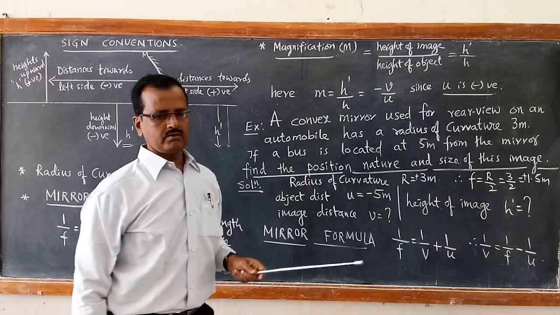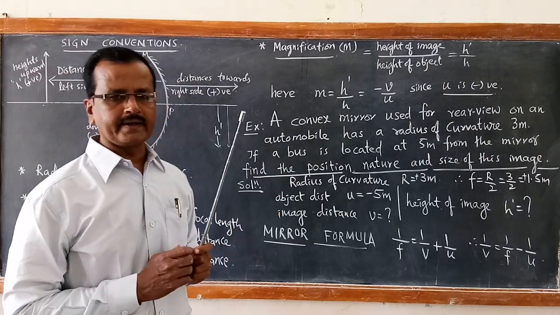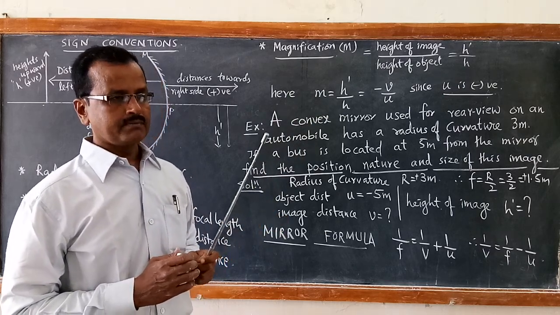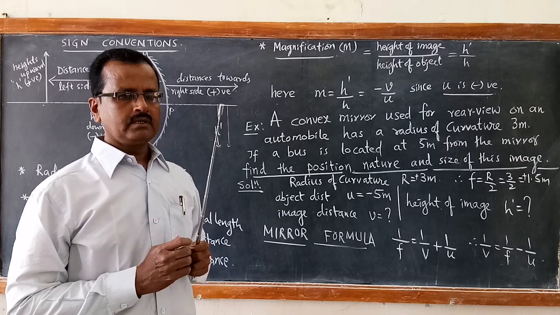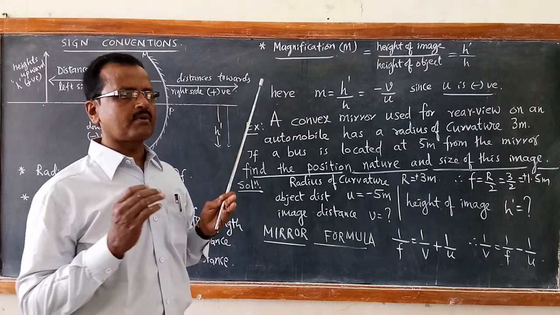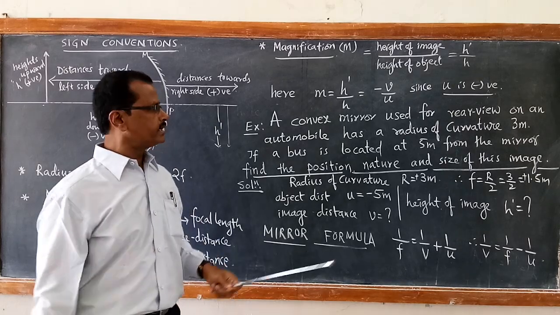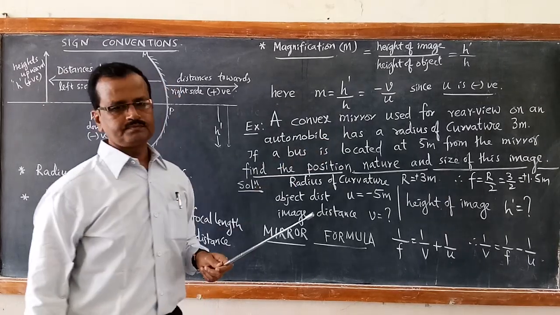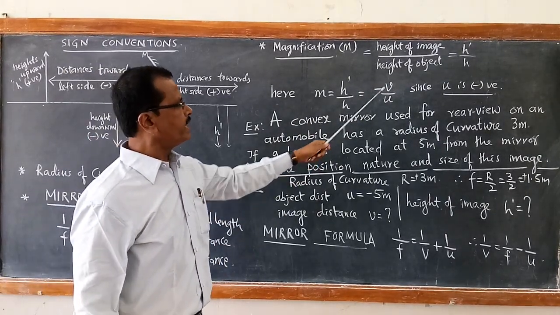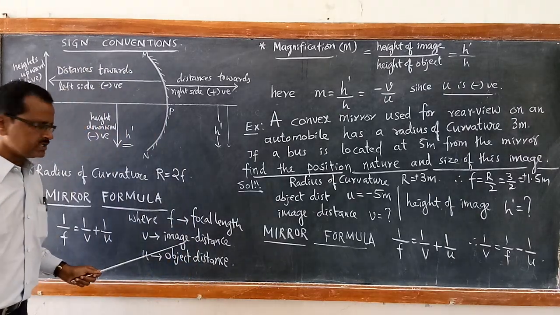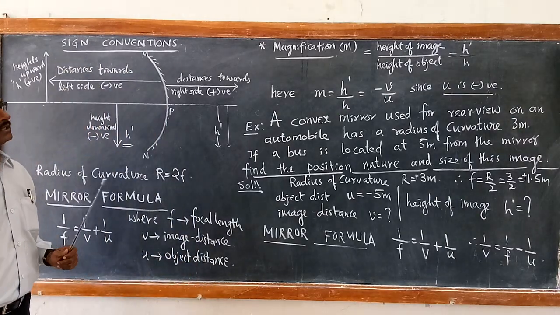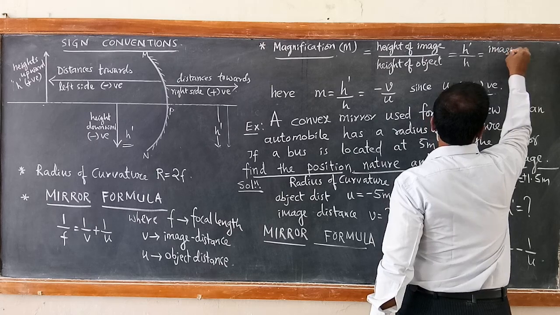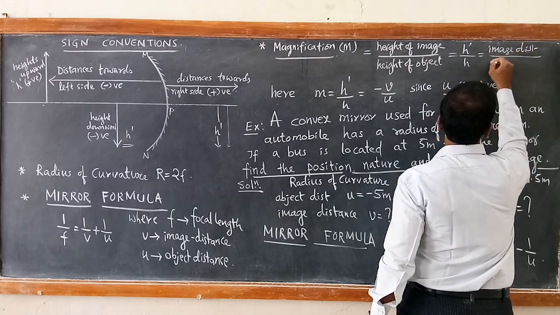This can again be established using the principles of geometry. You have learned in geometry the property of similar triangles and the property of right angle triangles. Using these properties and trigonometry, it is going to be established that h dash by h is equal to v by u, where v is the image distance and u is the object distance. So I can also write magnification as image distance by object distance.